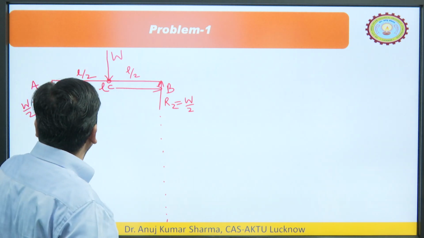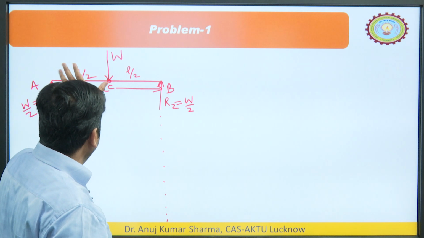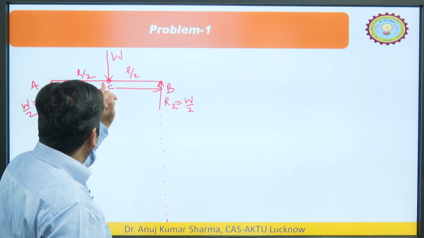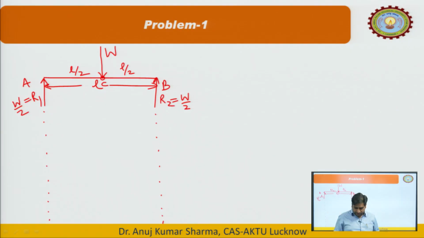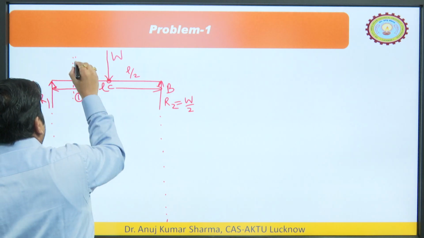So, what can you do? You can divide this into two segments. One segment is A to C, another segment is C to B. So, we will consider two regions. Let us consider one section, and let this section be 1-1.